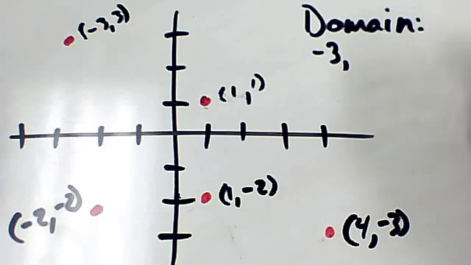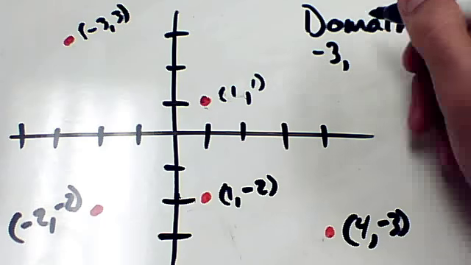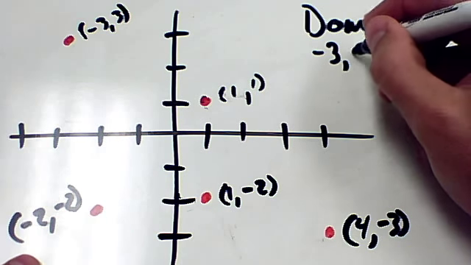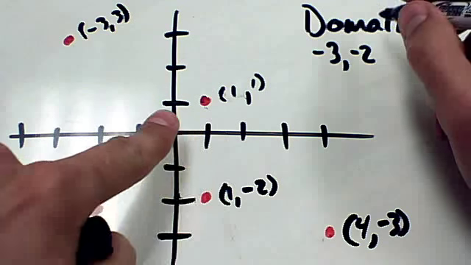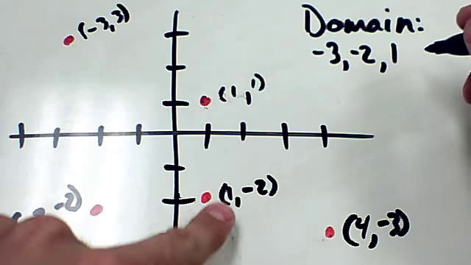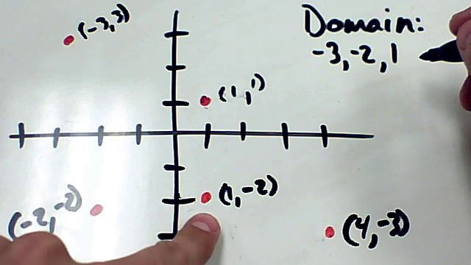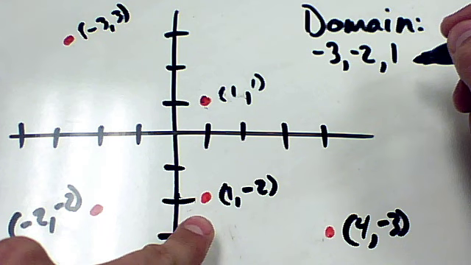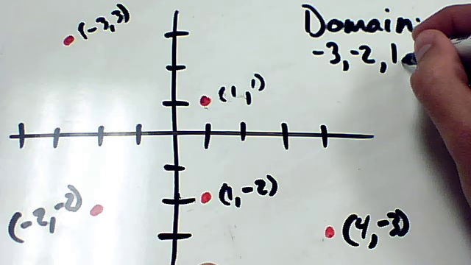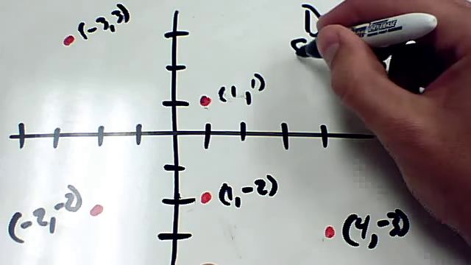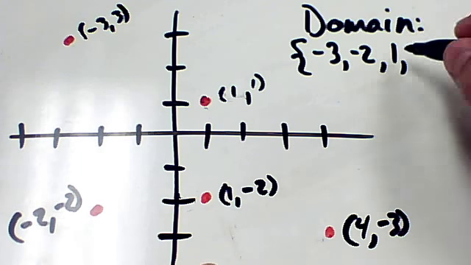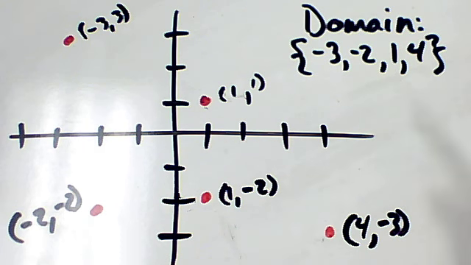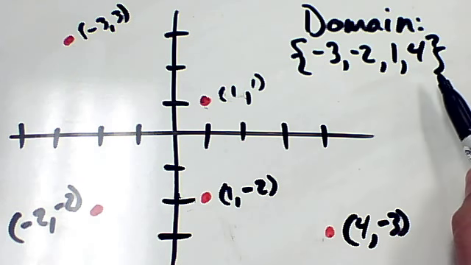Okay, -3, and we typically write it in ascending order from the lowest negative to the highest positive. So we'd have -3, -2, 1. Now 1 is written twice here. There's two points which have an input of 1, but you only have to write it once when you're describing the domain. And then we have also 4. It's typically pretty common to write it in brackets.